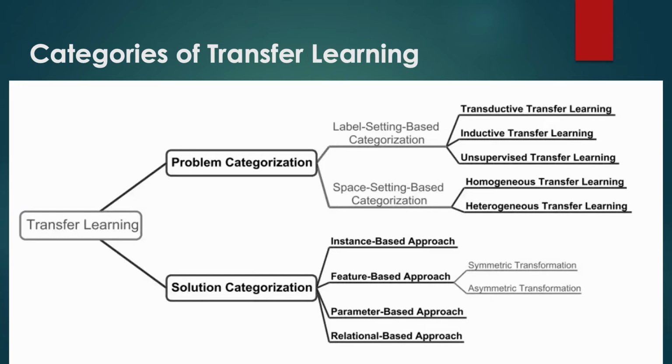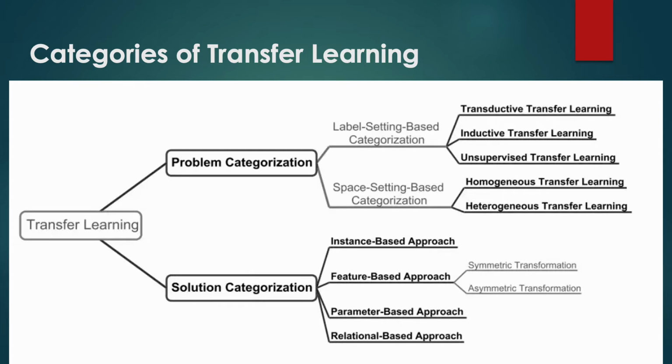Inductive transfer learning deals with the problems where label information of target domain instances is present, and unsupervised transfer learning deals with problems where label information is unknown in both target and source domains. So in space setting based categorization, the problems are of two types: homogeneous transfer learning and heterogeneous transfer learning, which we have already discussed earlier.